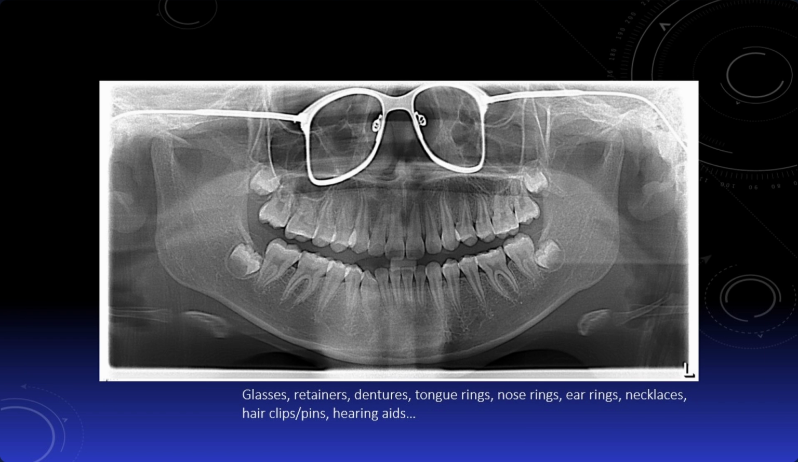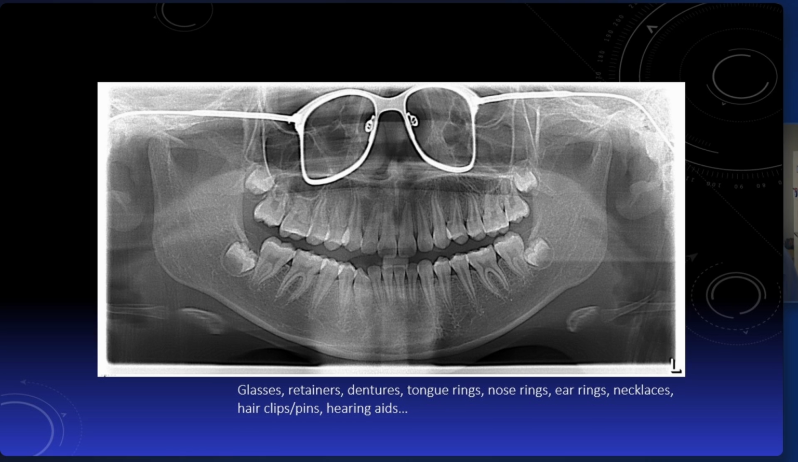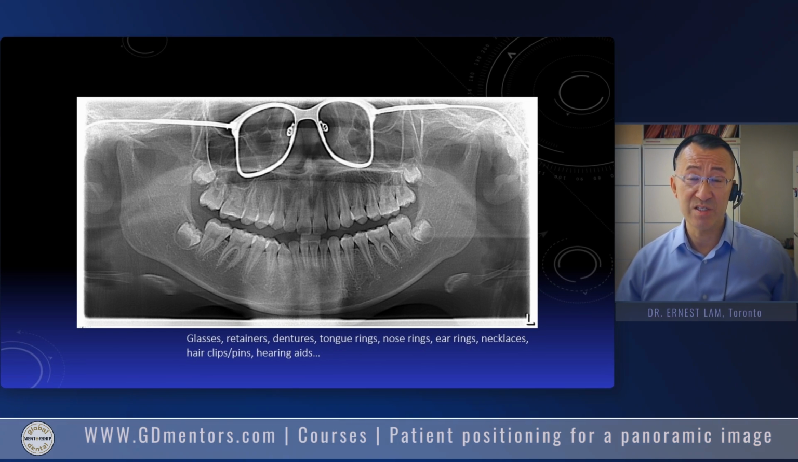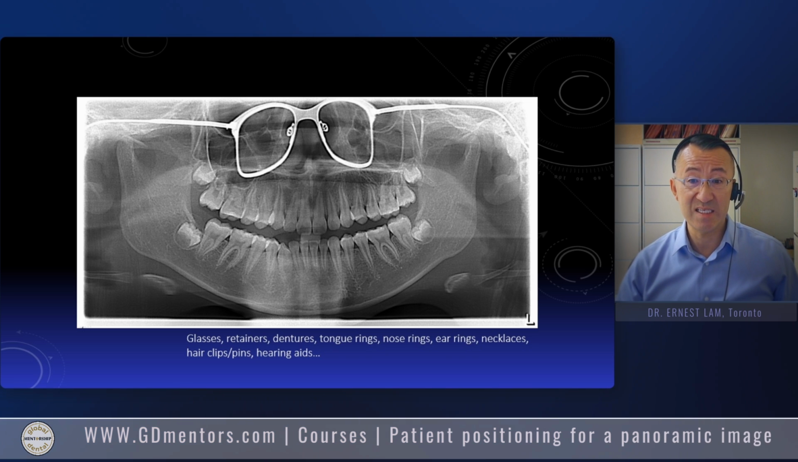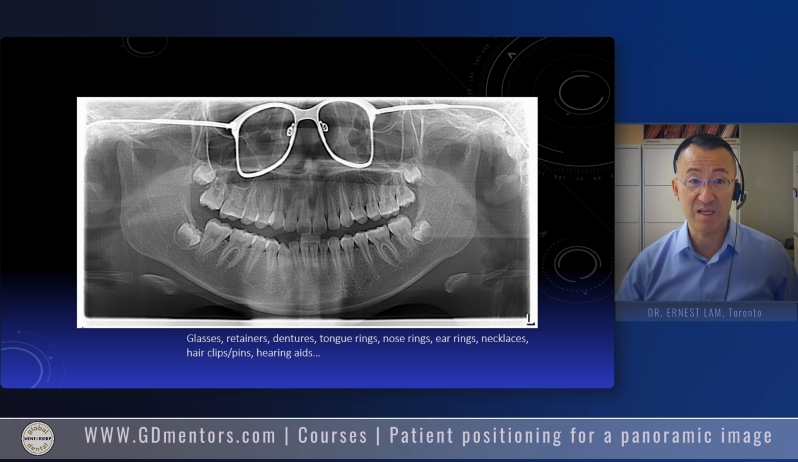As well, it is important before you make the acquisition to remove glasses, retainers, dentures, any sort of metal piercings like tongue rings, nose rings, or earrings if that is possible. Sometimes it's not possible. I usually ask patients also to remove necklaces, hair clips and pins, and hearing aids. This is a classic appearance of a patient who has not removed their glasses during the panoramic acquisition.